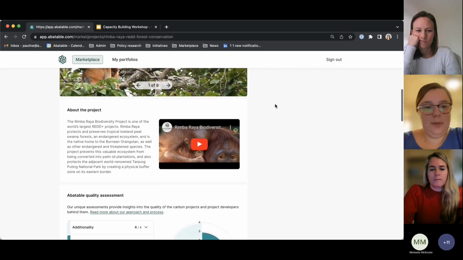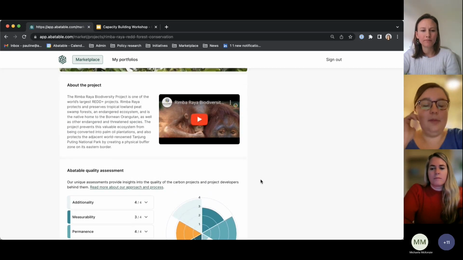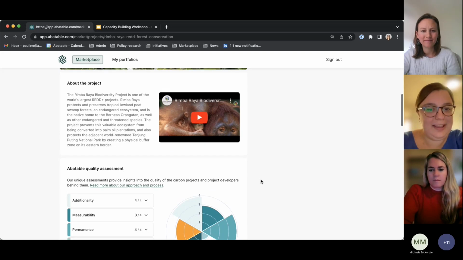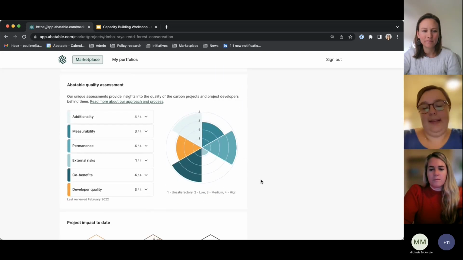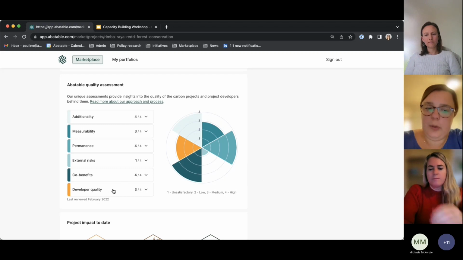So yeah, just about the project. It's a forest conservation project, which is protecting a lot of orangutans. So it's a really great project. I personally really like it. But quality, I want to talk to you about quality. There's a couple of things that we look at when we review a project. And I'm actually going to start with the last one.